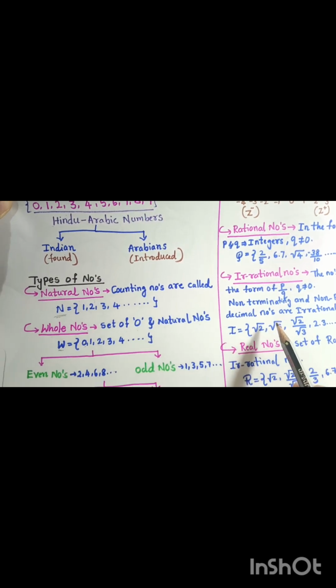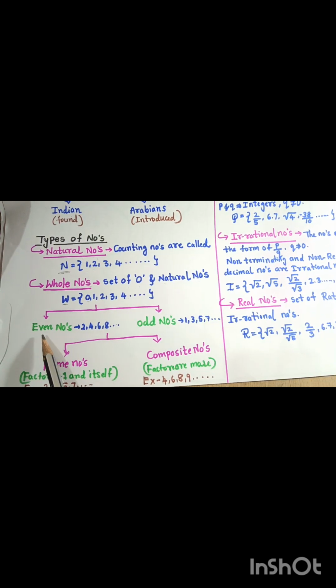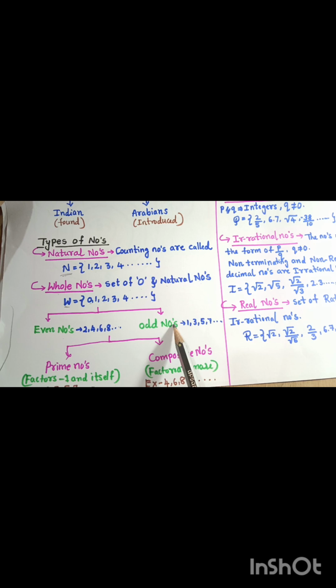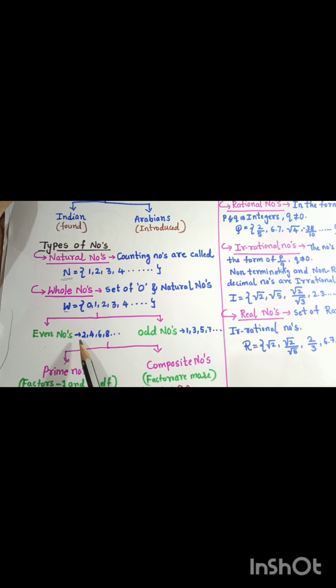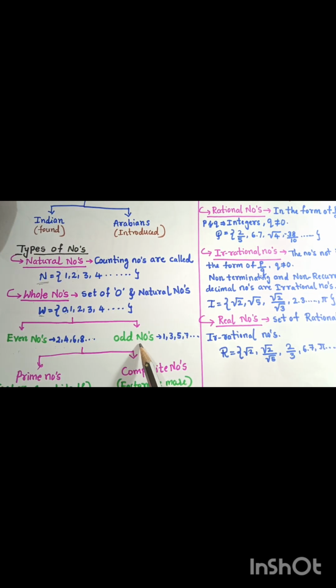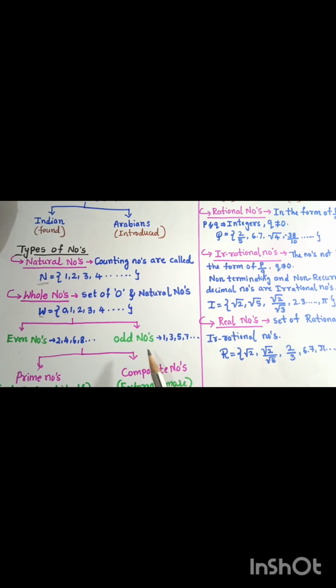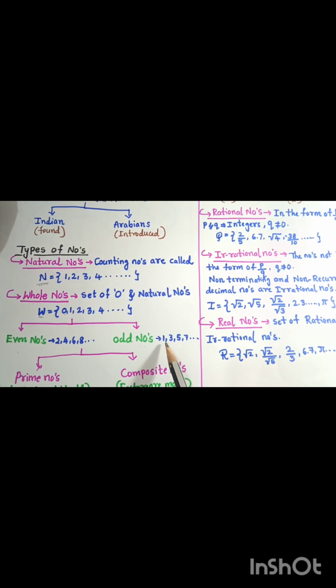Again here many types are there, that is even numbers and odd numbers. Even numbers you know: the multiples of 2, the numbers which are divisible by 2, are called even numbers. The even numbers are 2, 4, 6, 8, and so on. Now next, odd numbers. Odd numbers means the numbers which are not multiples of 2, not divisible by 2. Those numbers are called odd numbers. The odd numbers are 1, 3, 5, 7, and so on.